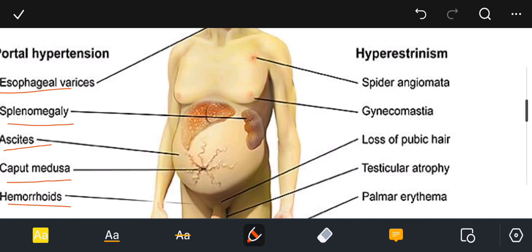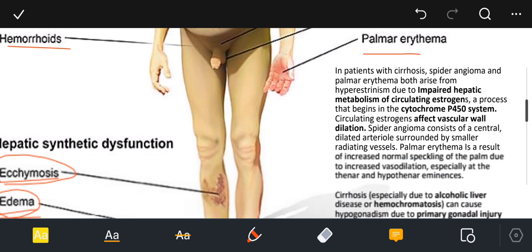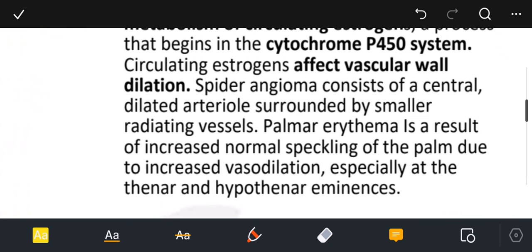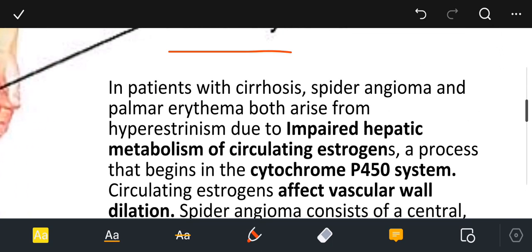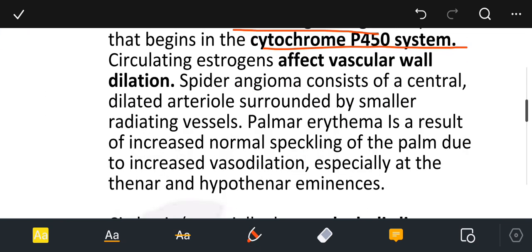Hyperestrinism will lead to formation of spider angiomata, gynecomastia, loss of pubic hair, testicular atrophy, and palmar erythema. So, in this blog, they are saying that in patients with cirrhosis, spider angiomas and palmar erythema both arise from the hyperestrinism due to the impaired hepatic metabolism of circulating estrogens, a process that begins in the cytochrome P450 system. Circulating estrogen affects the vascular wall dilation.